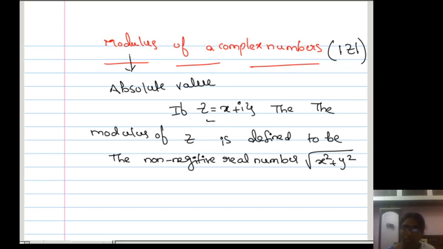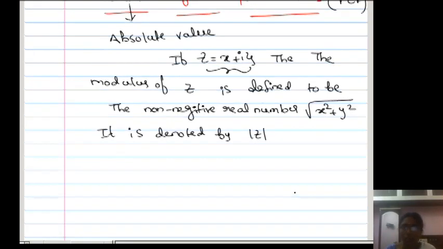If z is x plus iy, what is the modulus of z? Under root x square plus y square. It is denoted by, just now I told you what the notation is, mod z. And geometrically, the mod z is nothing but the distance from the origin to the complex number x comma y.